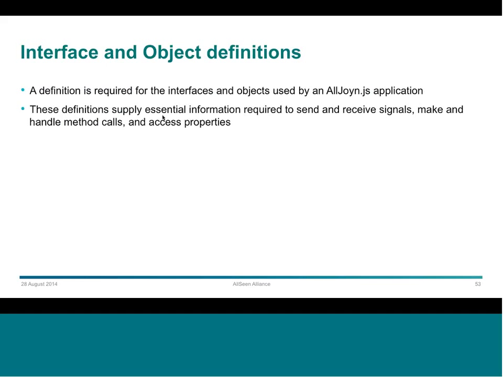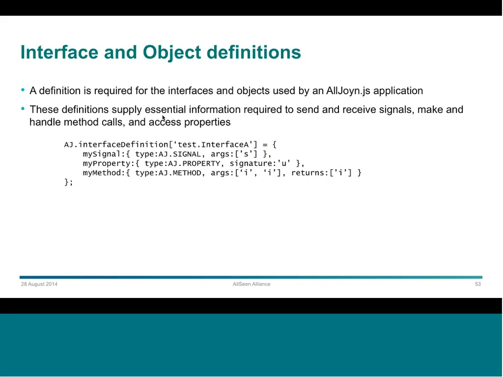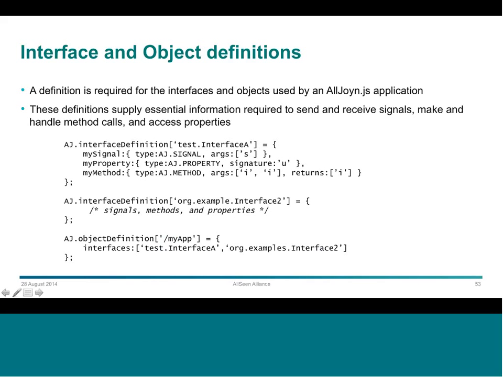The interface and object definitions are slightly different in the different languages. It's very simple in JavaScript. We basically create our object here. We say it has a signal. It's a type signal with an argument of a string. Has a property that's of type property, right? And this is the name over here that we're associating with, and here's the description. We have a method that accepts two integers, and it returns a single integer. We can have another interface, and then we can add that interface onto an object path.